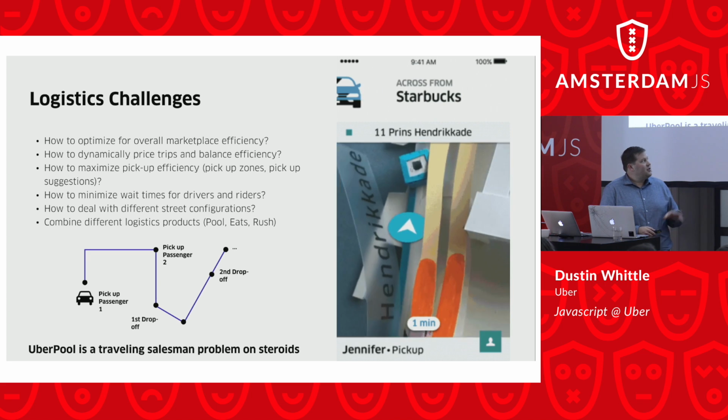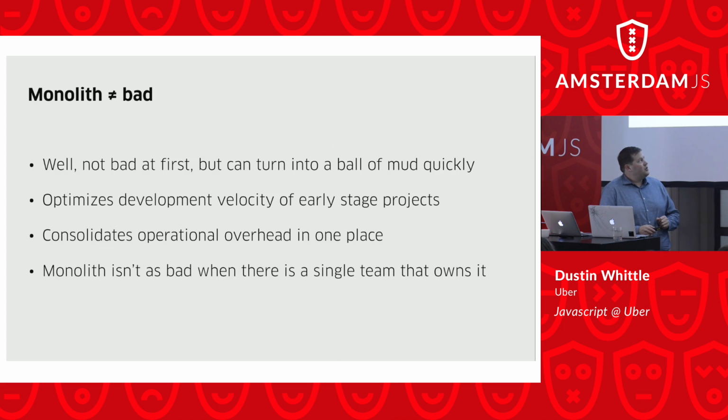And so this looks very complicated and fancy, but really it all started very simple. It started as a monolith. And monoliths really aren't that bad at the beginning, but they quickly turn into a ball of mud. They optimize for development velocity of early stage projects, and they consolidate operational overhead in one place. When Uber started, Uber started as PHP and MySQL. And then from PHP and MySQL, moved to a mix of Node and Python. At some point, we started to run into database problems, and we sharded our database. We switched to Mongo, we switched to MySQL, we switched to Postgres, and then we switched back and forth.